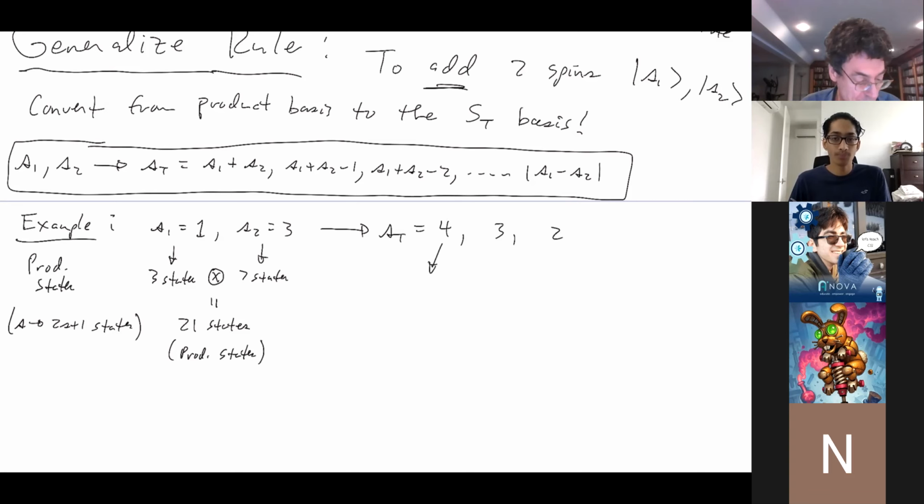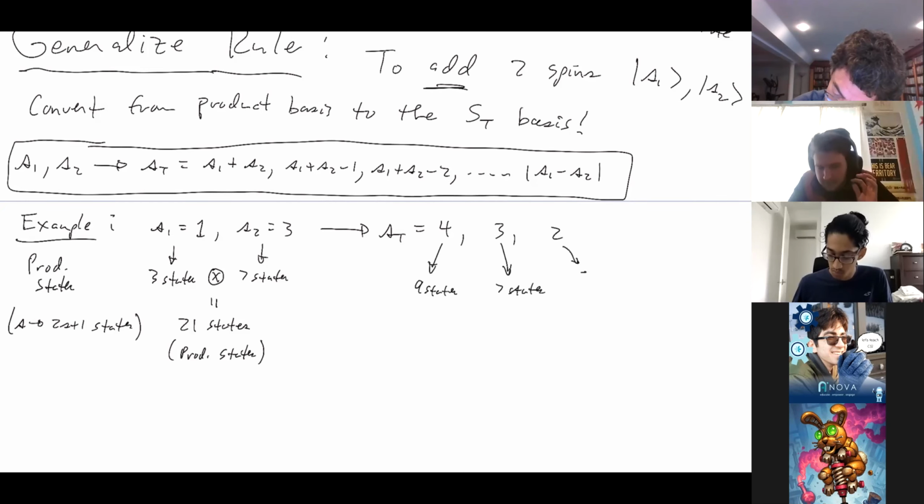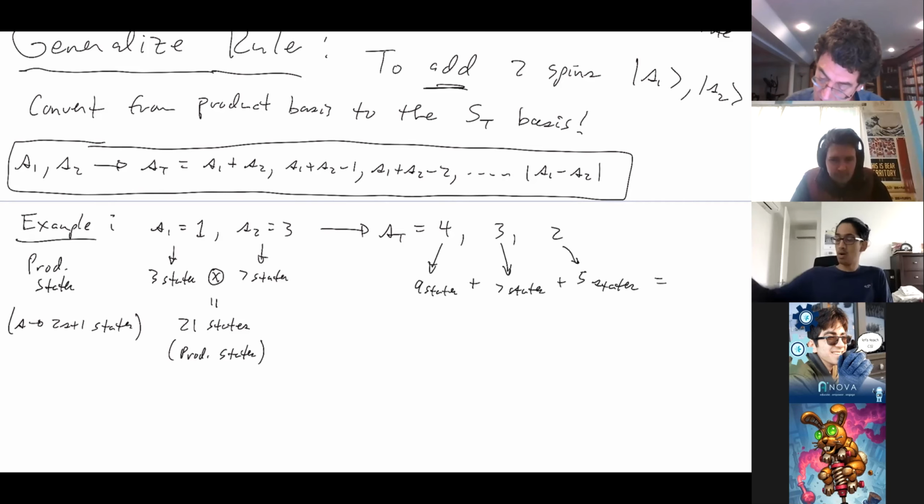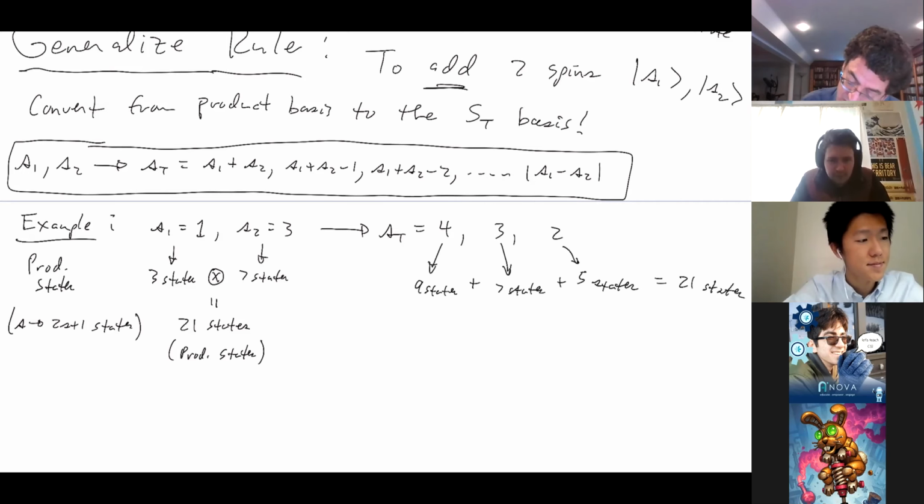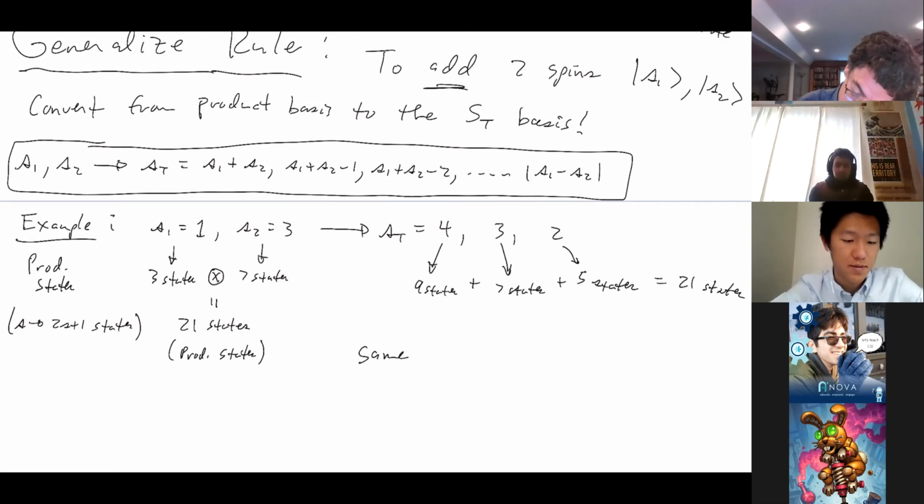If I have total angular momentum 4, how many states is that? 9, exactly. 9 states. If I have total spin of 3, how many states do I have there? 7. Yes. And how about 2? 5. That's right. Now if I add these up, 9 plus 7 plus 5, what does that equal? 21. 21 states. I want you to understand it's the same number of states because it's a basis conversion.